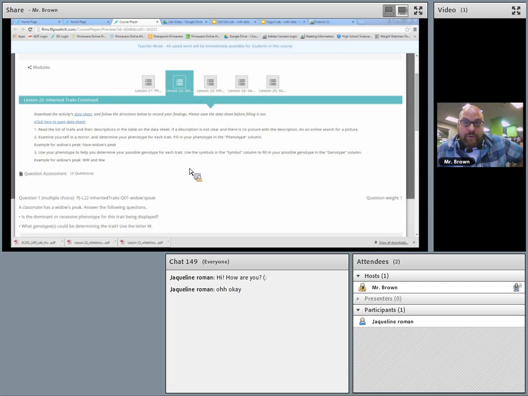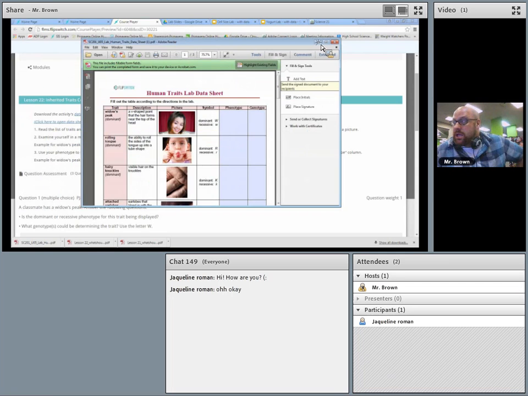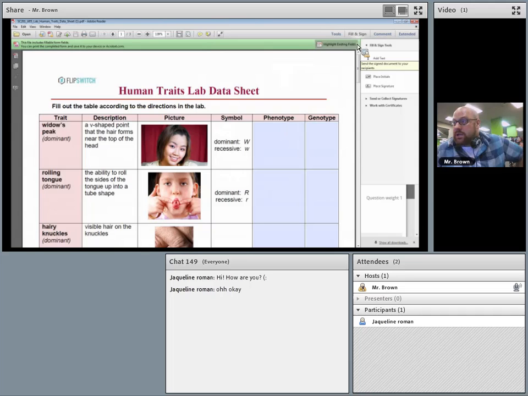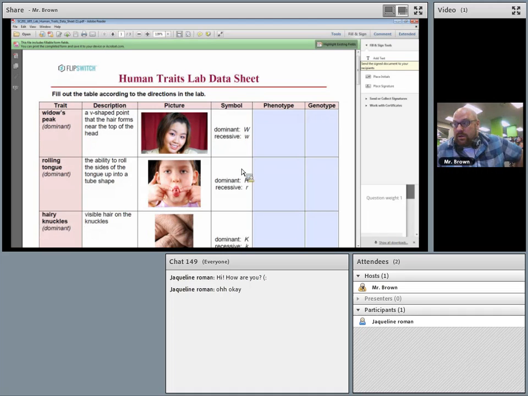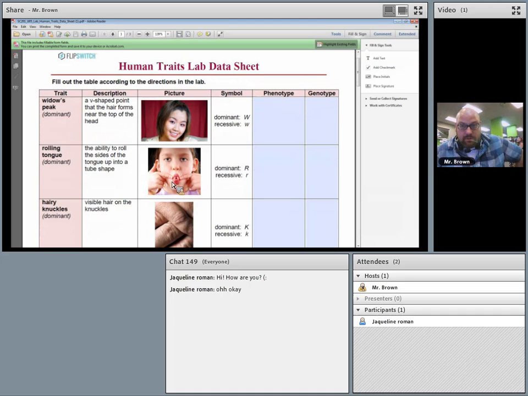Okay, so you're going to go through the 10 traits. Widow's peak. That's a widow's peak. Do you have one or not? Okay. Can you roll your tongue? Yes or no? If you have that trait, it's dominant. If you don't, you have the recessive.